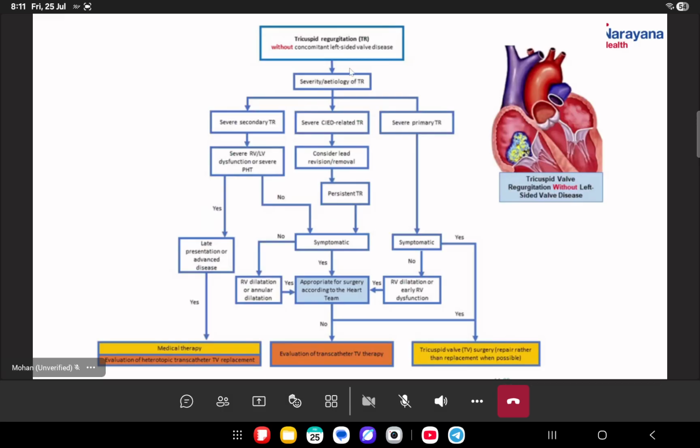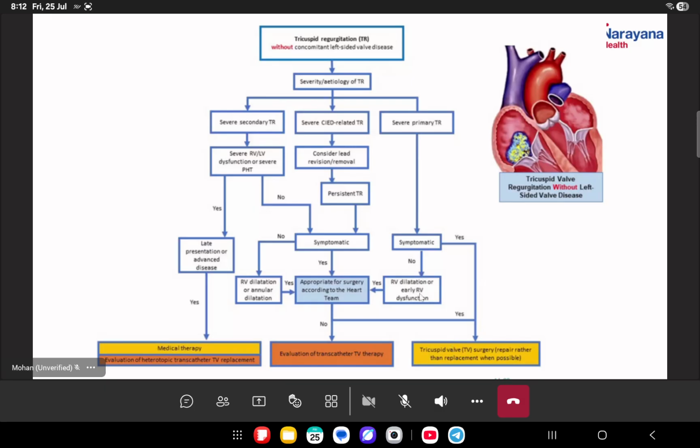Coming to the algorithm, the first one is isolated TR without any left-sided heart disease. If we find a TR case which is severe TR without any left-sided valve disease, or concomitantly if we are not doing left-sided valve surgery, then severe primary TR which is symptomatic: if it is symptomatic, then we have to do tricuspid valve surgery, repair or replacement.